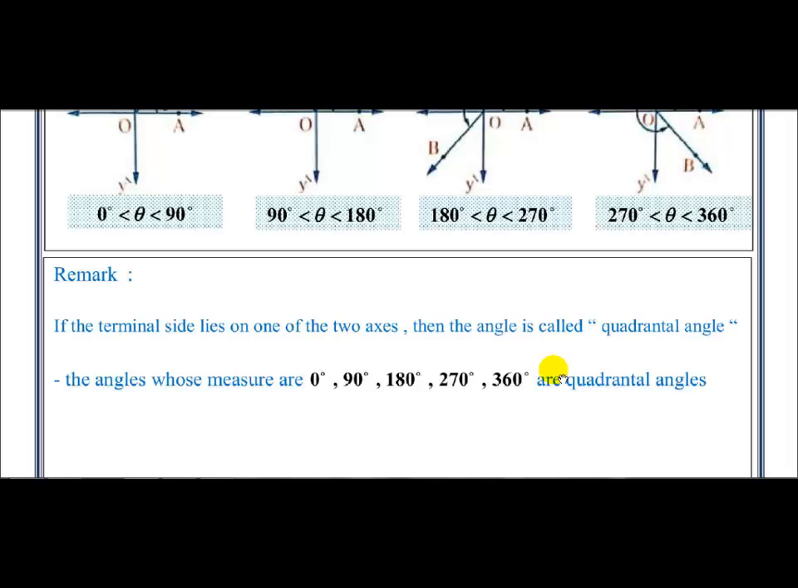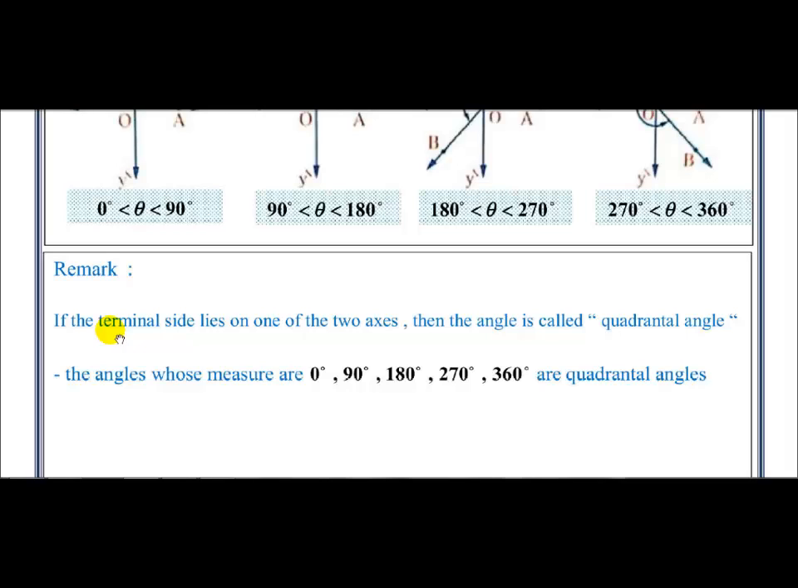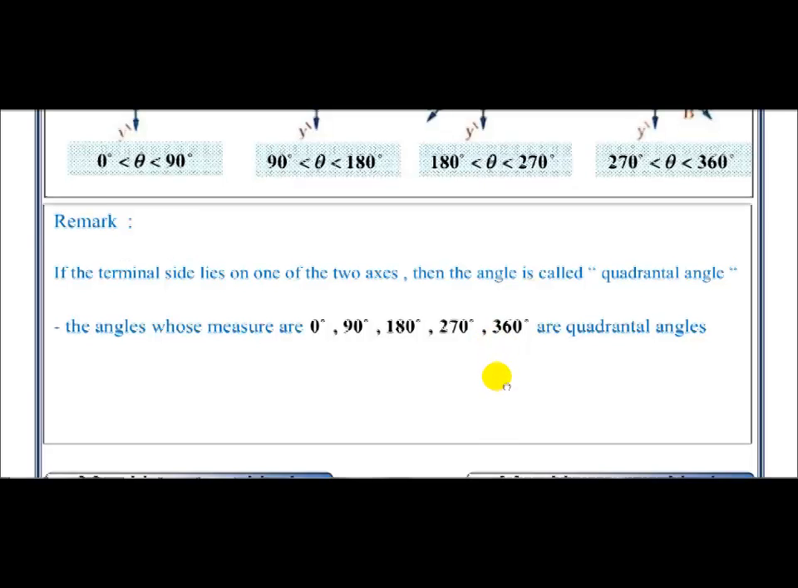If my directed angle's terminal lies on the x-axis or here on the y-axis, what do we name my angle? If the terminal side lies on one of the two axes, then the angle is called a quadrantal angle. It's called what? Quadrantal angle. The quadrantal angle is measured 0 or 90 or 180 or 270 or 360, so these angles are quadrantal.